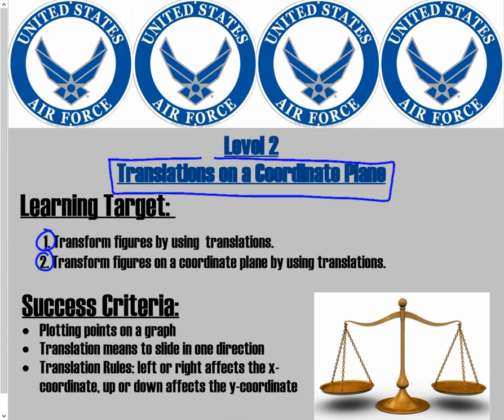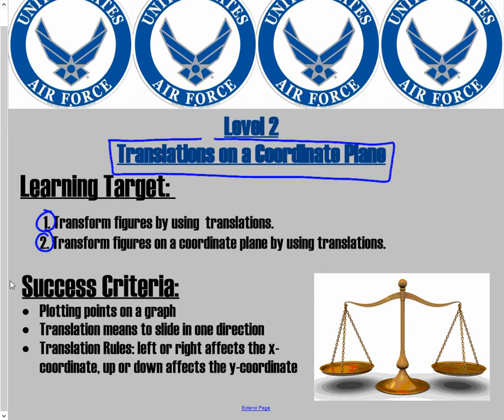So a couple things will help you be successful today. 1, being able to plot points on a graph. So having an X and a Y. And remember, the X tells you to go left or right, positive or negative. The Y tells you to go up or down. All right, second one, translation. It just means to slide in one direction. As long as you know that, that'll help. And then translation rules. So we're going to talk about those a little bit today as well.